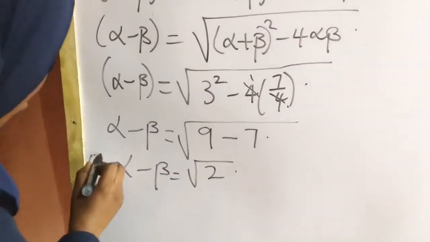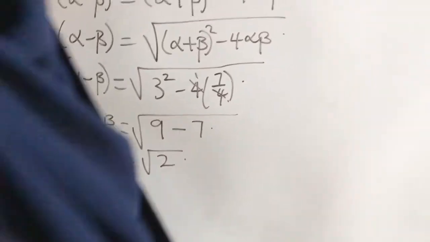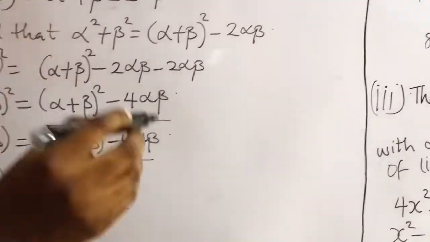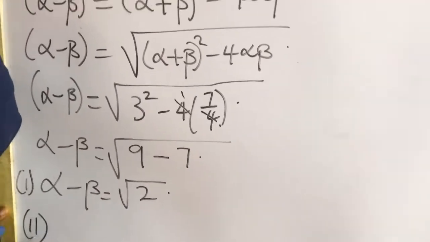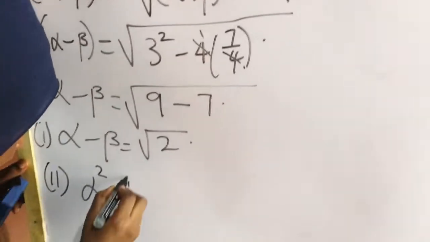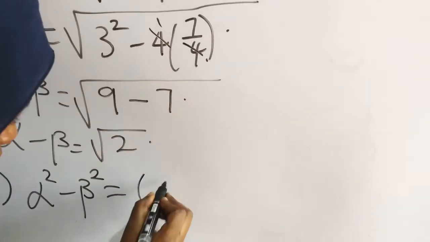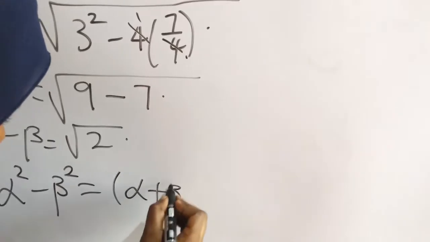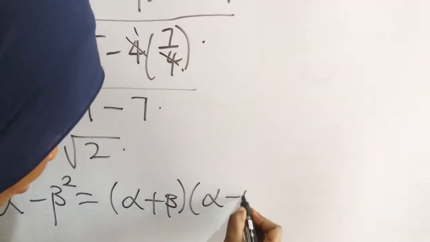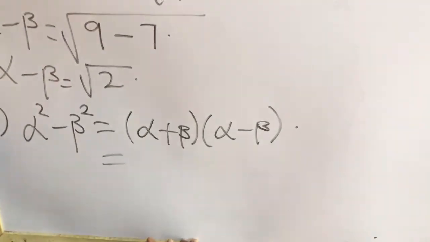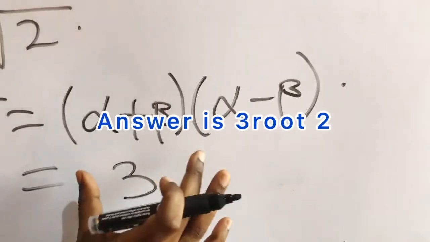That is number 1. Another one they asked us to find is number 2, alpha squared minus beta squared. This is a difference of two squares. So alpha plus beta multiplied by alpha minus beta. Can you see? The sum of roots is equal to 3, that is alpha plus beta.